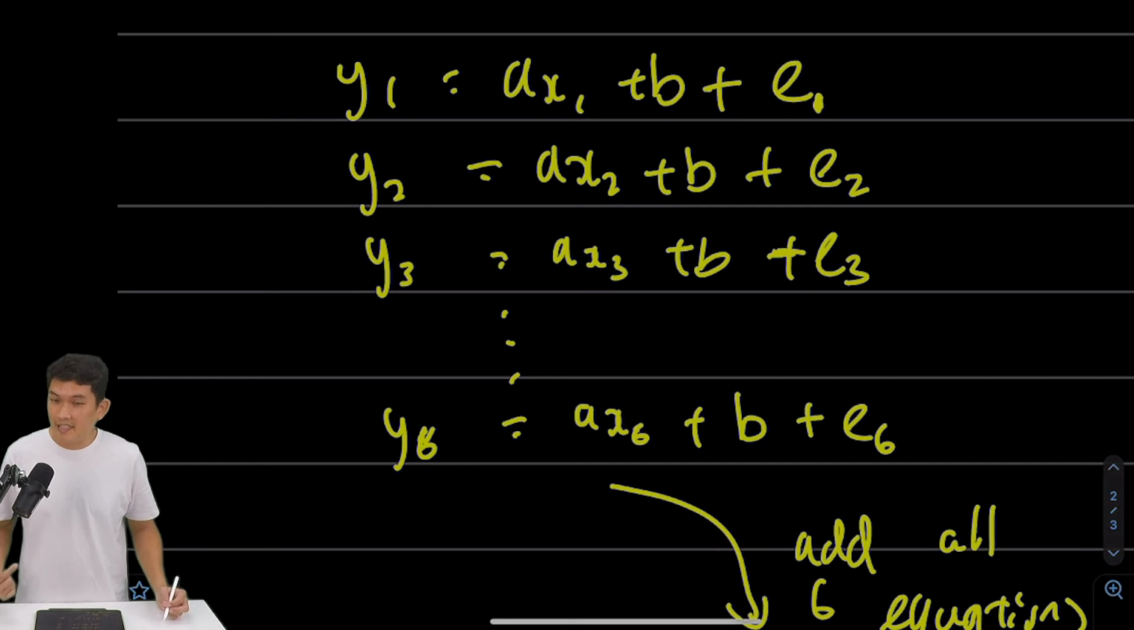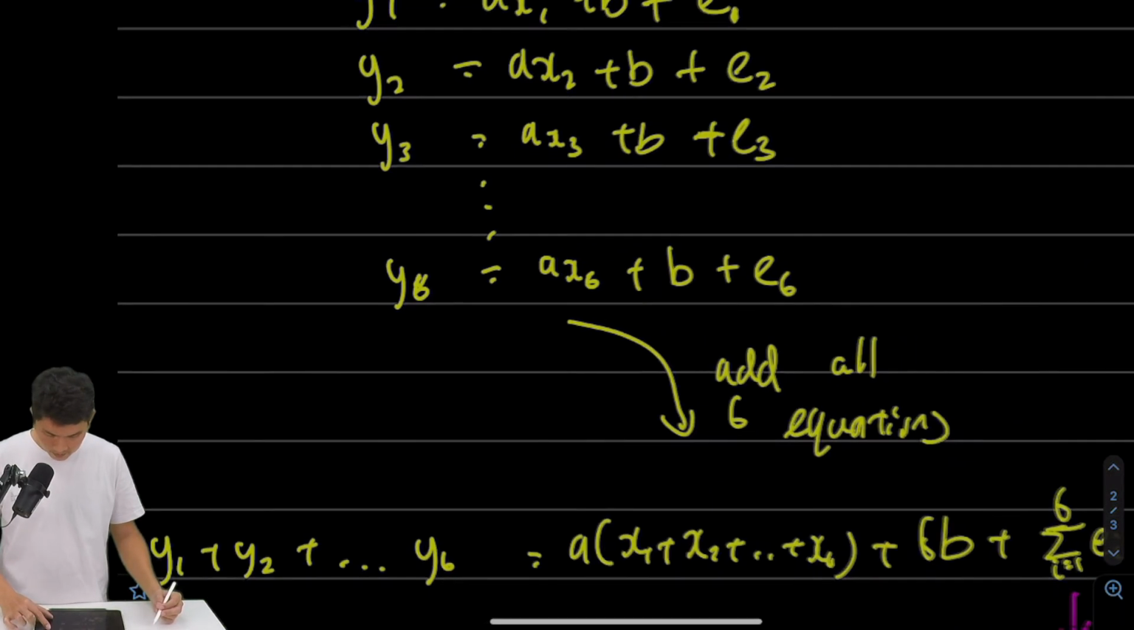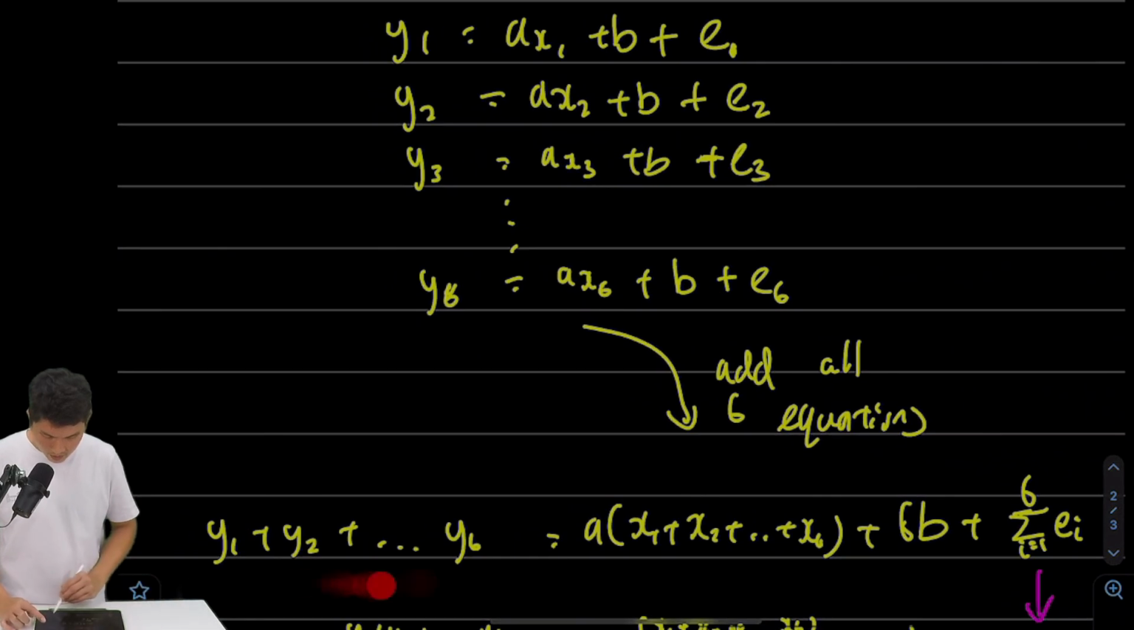Then the next thing is I'm going to add up all these 6 equations. On the left hand side, I'm going to get y1 plus y2 all the way to y6. On the right hand side, if I add up all these ax1, ax2, I'll get a times the bracket x1 plus x2 all the way to x6. I'm going to add up all these b's, that's just 6b. Then add up all these error terms. I ran out of space, so I use a summation sign: E1 plus E2 all the way to E6.